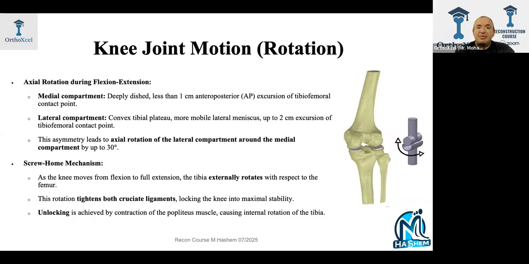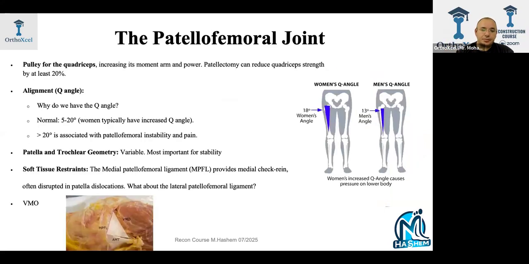When you reach maximum extension, you put all the cruciate and collateral ligaments in maximum tension, and this locks the knee in what we call the screw home mechanism. To get the knee to flex again, you have to unlock the screw home mechanism, and this happens by the popliteus internally rotating the tibia and allowing the knee flexion.